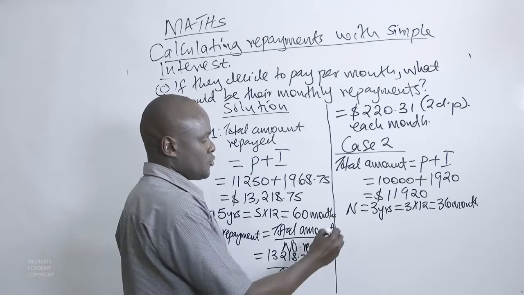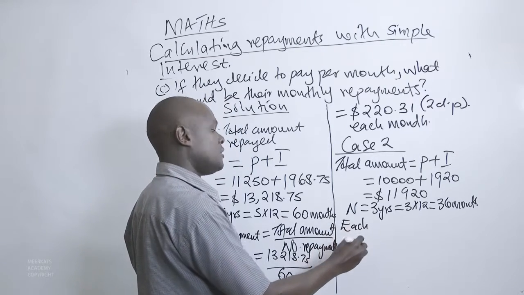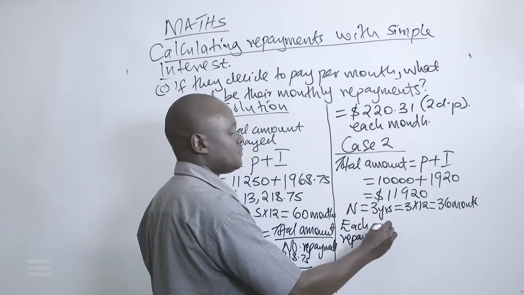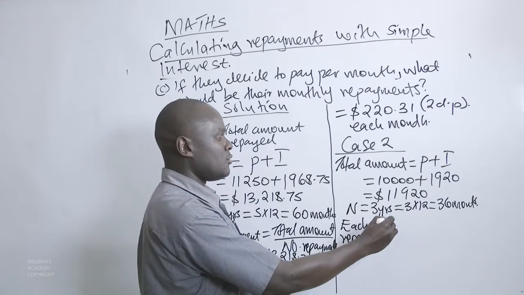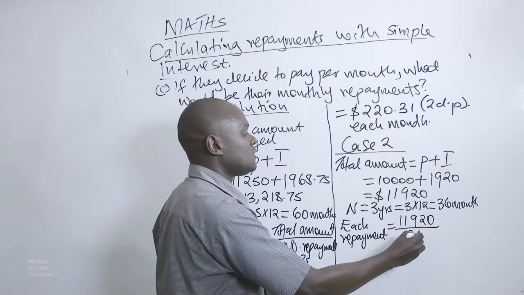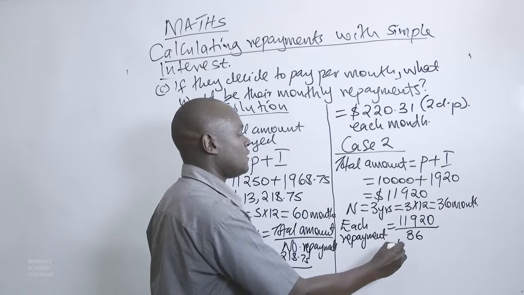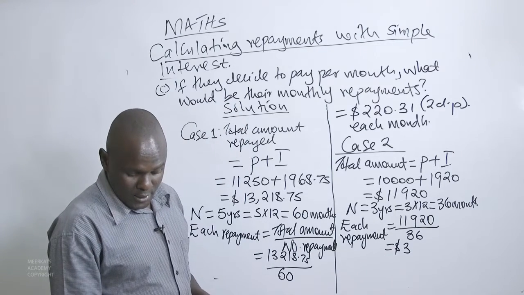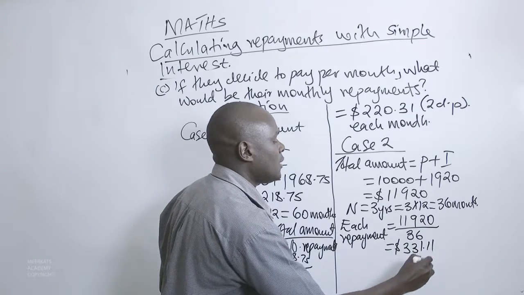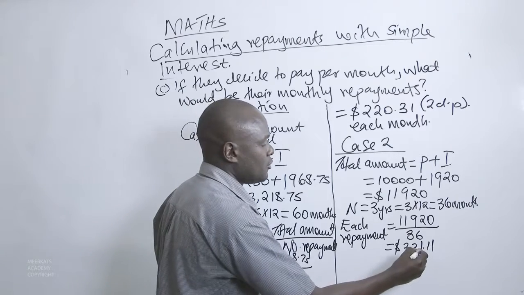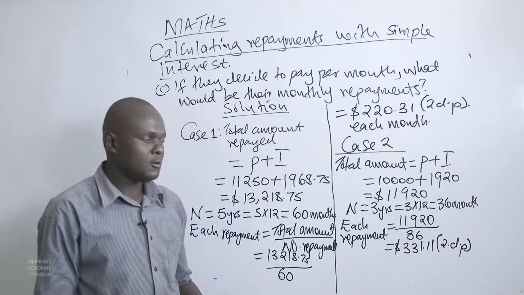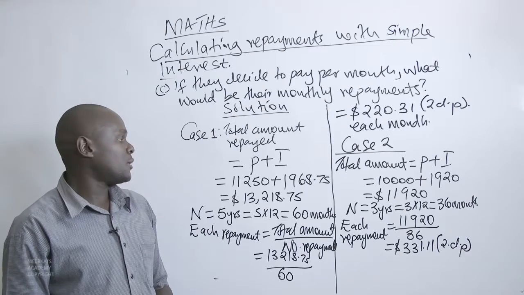36 months. So each repayment or installment will be equal to the total amount, which is $11,920 divided by 36 repayments, giving us $331.11. This is also rounded off to 2 decimal places. So these are the two scenarios we have.